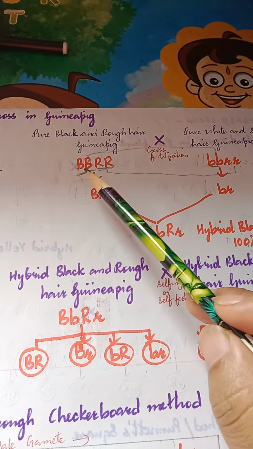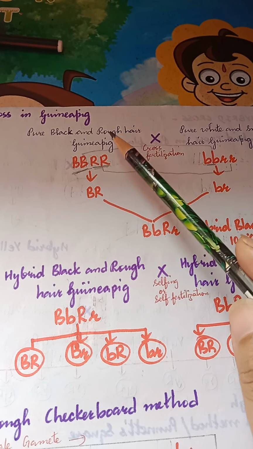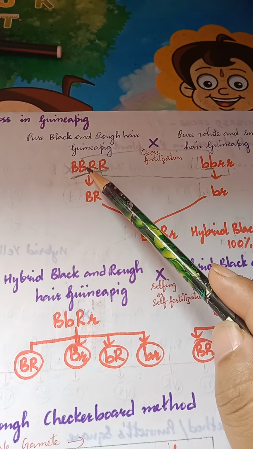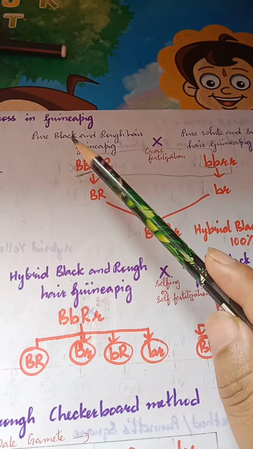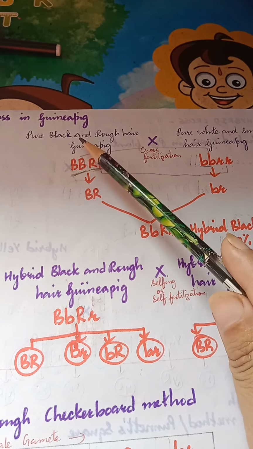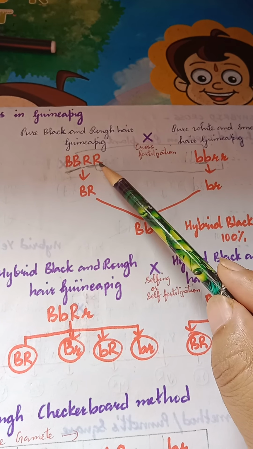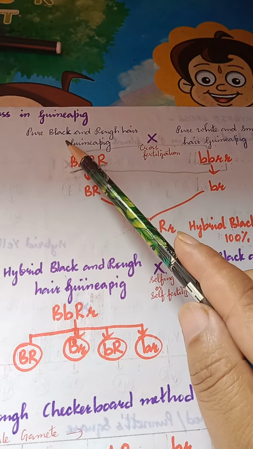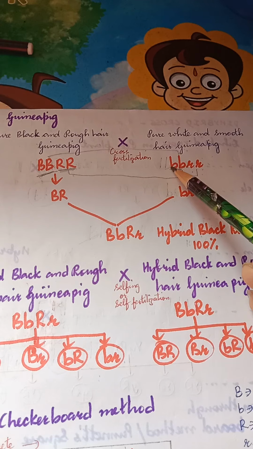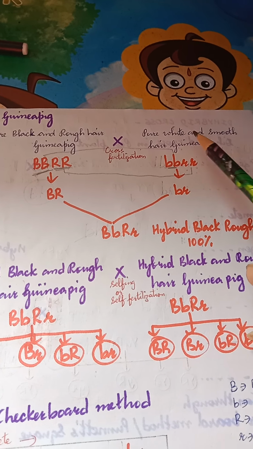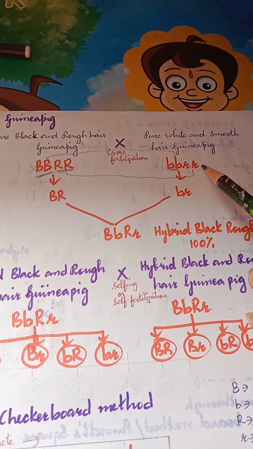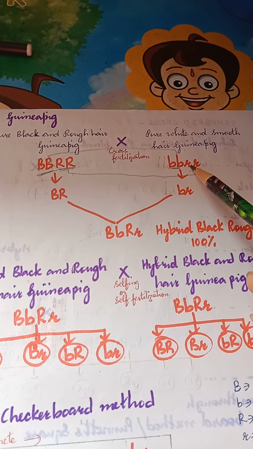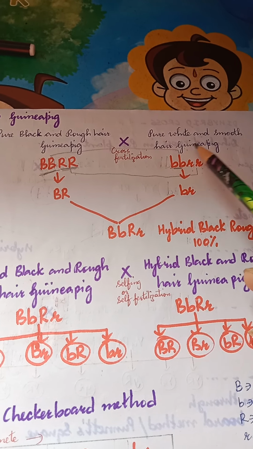If we compare the color of the hair, capital B, both the genes are same. That means it is pure black. And if you compare the hair texture, capital R, both the genes are same, so it is also pure rough hair. So it is homozygous, or we can also call it pure. In the next parent, small b, both the genes are same, so this is pure white. Small r, the genes are same, so it is also pure, or homozygous, smooth hair guinea pig.